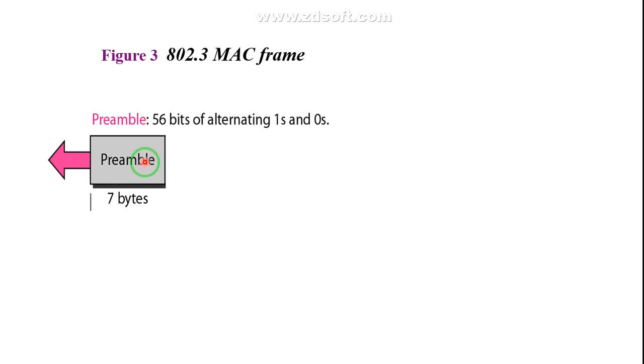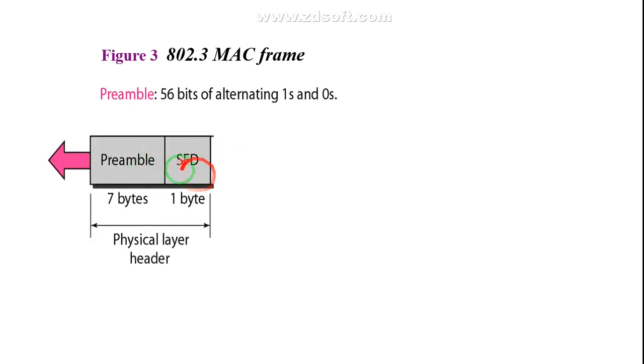And this 56-bit pattern allows the stations to miss some bits at the beginning of the frame. And the preamble is actually added at the physical layer, and it is not a part of the frame. It is just for alerting the receiving system that the next frames are coming and you have to synchronize your clocks.